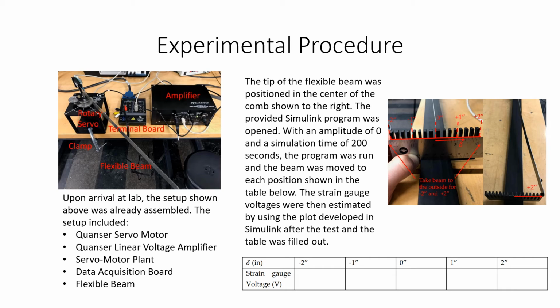The amplitude was set to 0 and the simulation time was set to 200 seconds. The program was then run and the comb was moved to each of the positions listed on the table: -2 inches, -1 inches, the center of the comb, 1 inch, and 2 inches.